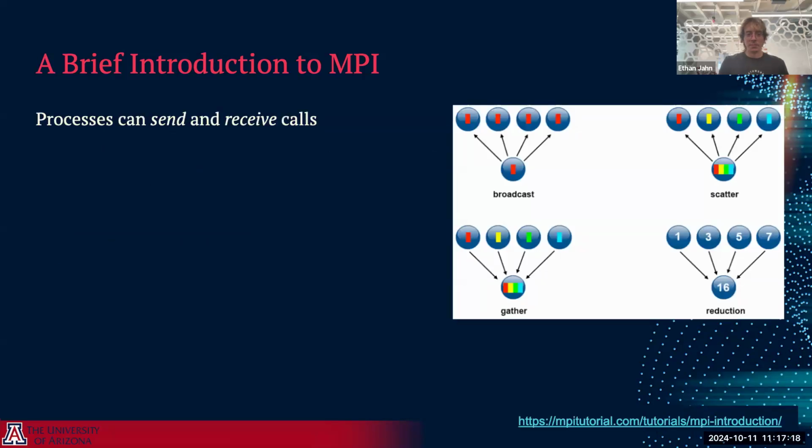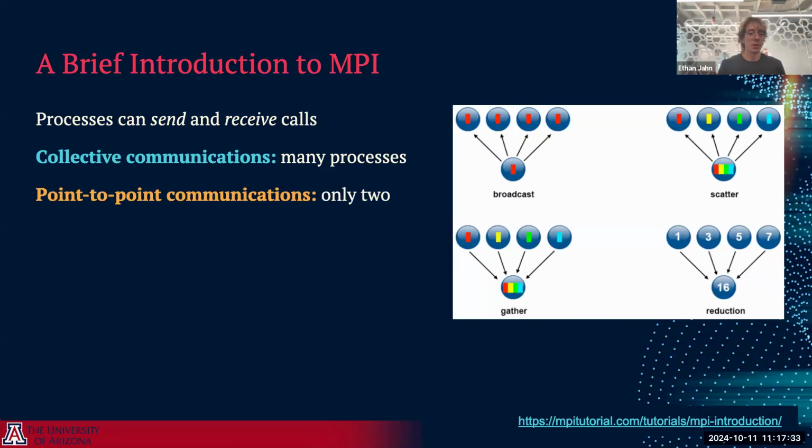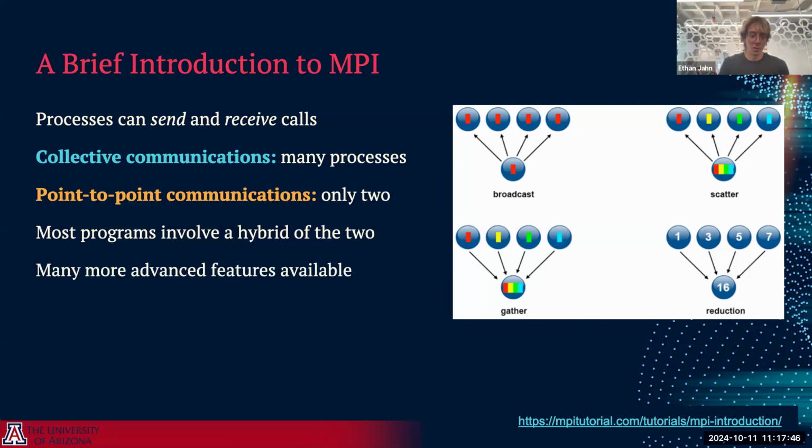So there's a few different ways that processes can talk to each other. The very basic one would be to send and receive. Collective communications define types of communication between multiple processes. Point-to-point communication would be any communication between two individual processes. So process A to process B directly, no other processes are involved. Most programs involve some kind of hybrid of the two.